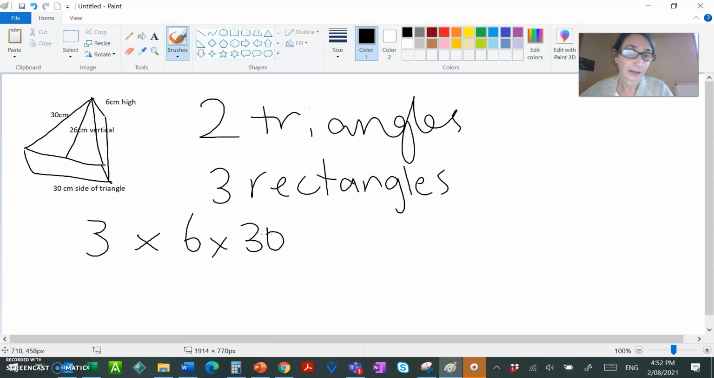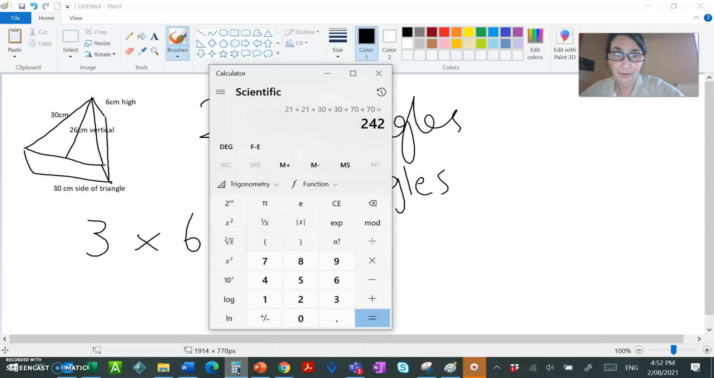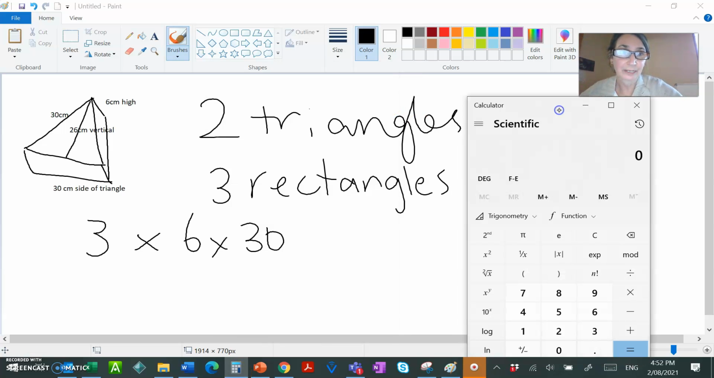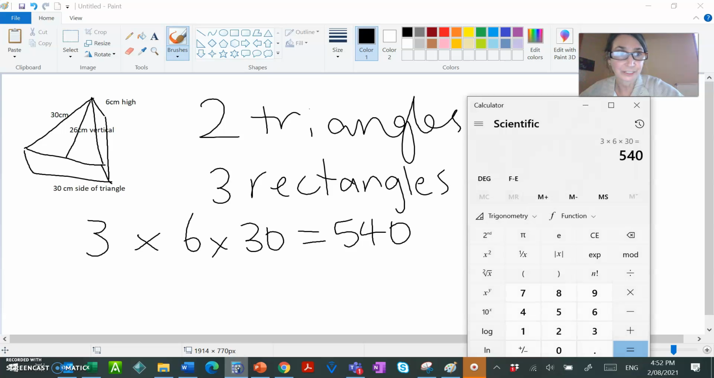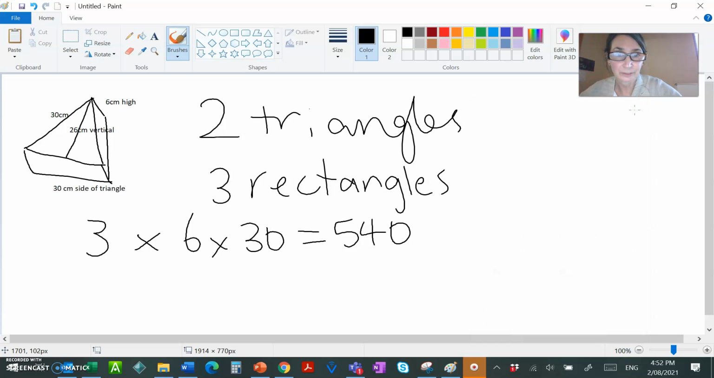And let's multiply those numbers now. I can't do that in my head. 3 times 6 times 30 gives us 540. So all three rectangles together give me 540 centimeters squared.